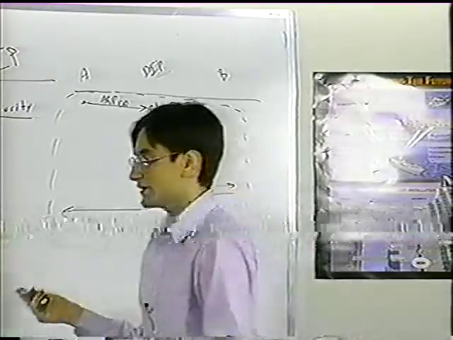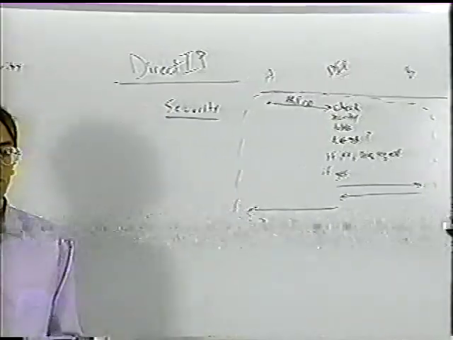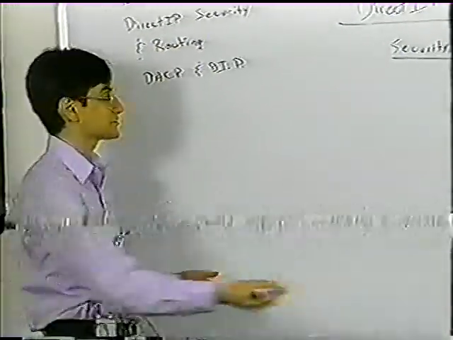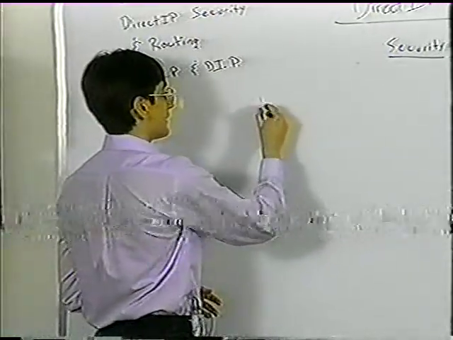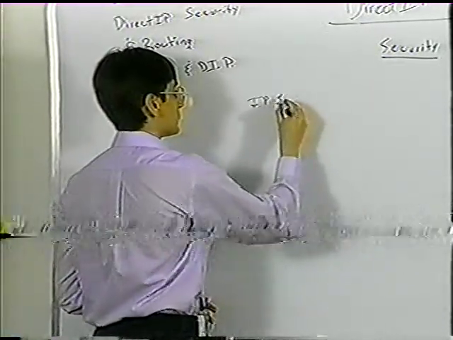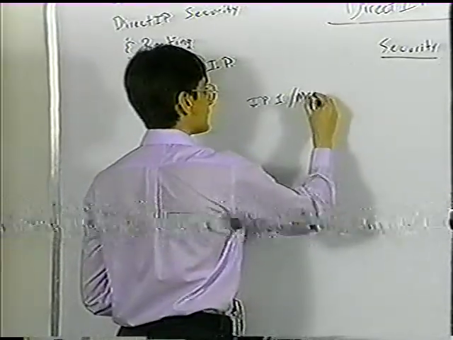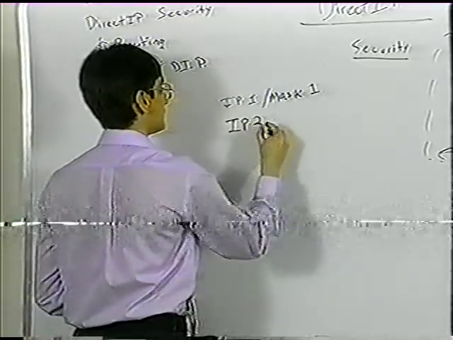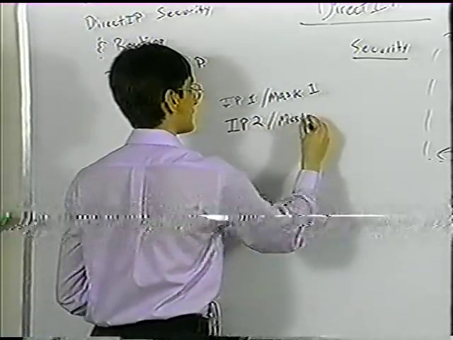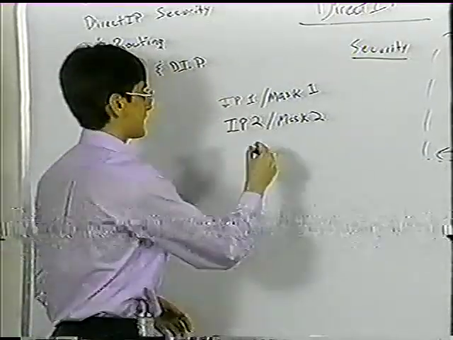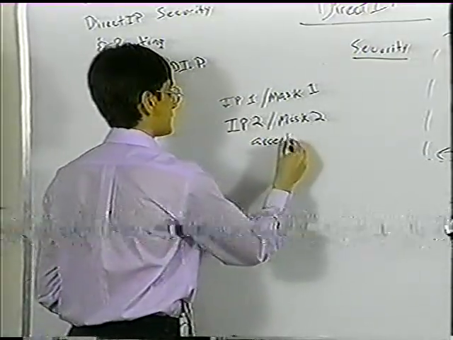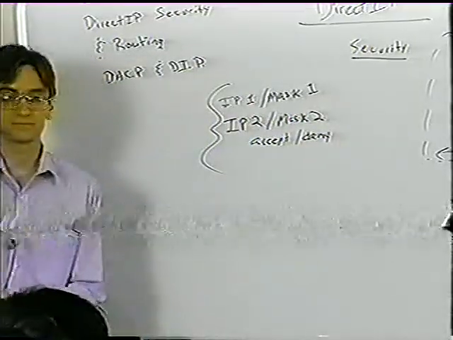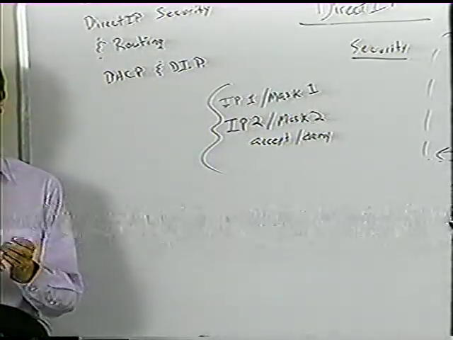Now, how do we configure this security? Well, we allow a variety of combinations. Basically, the simple description is we say IP1 mask 1, IP2 mask 2, and basically accept or deny. Now why do we do that?